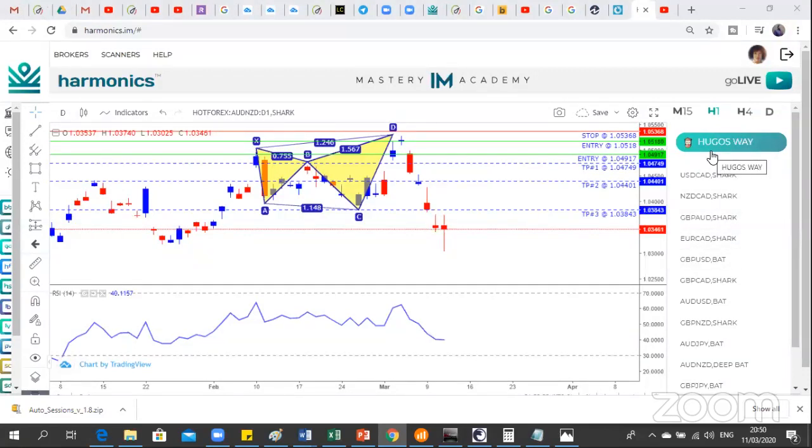What do you understand by divergence, sir? By divergence on the Harmonics scanner, you look for your X and D points. When you connect X to D, if X to D is going up, and you now go to the RSI, if that one is coming down, then you know that it's a divergence. So there's going to be a change of trend.